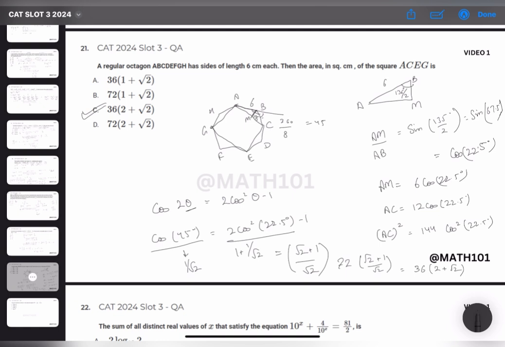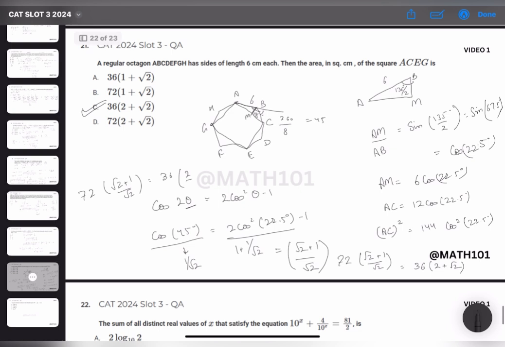This is 36 into 2 plus root 2 because 72 is 36 into 2. So 36 times 2 by root 2 into root 2 plus 1. Root 2 is distributed here, so 36 into 2 plus 1 into root 2 is root 2. Understand? Okay.